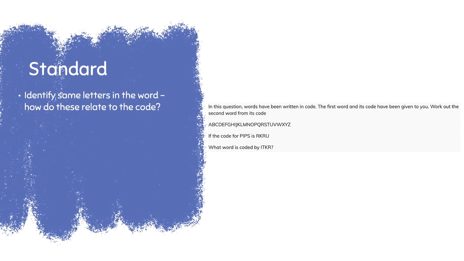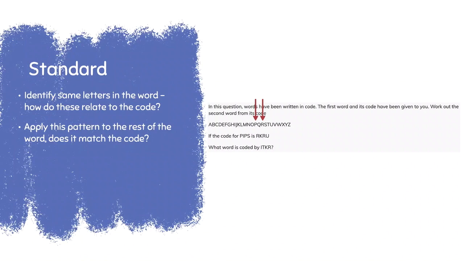Our top tip is to identify, if they're there, the same letters that are found in the word, and then to try and work out how these relate to the code. So we can see here that the word, pips, has 2 letter P's. In the code, these both relate to the letter R. So we can see that 2 of the letters in the word jump 2 spaces along the alphabet line to give the letters in the code.